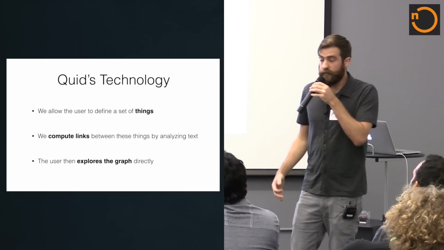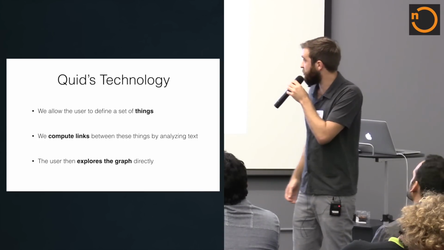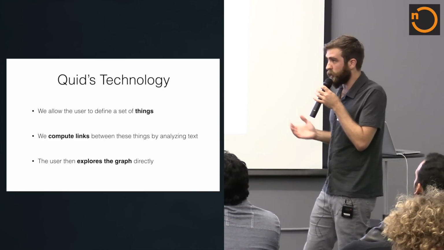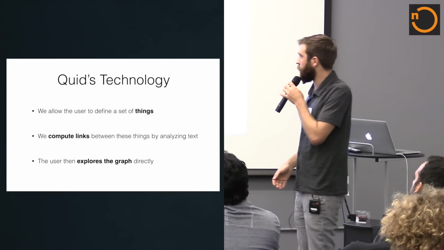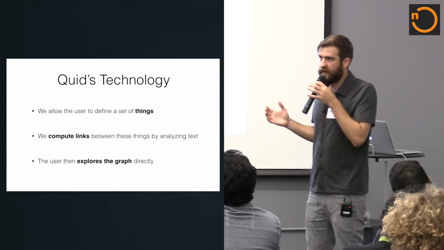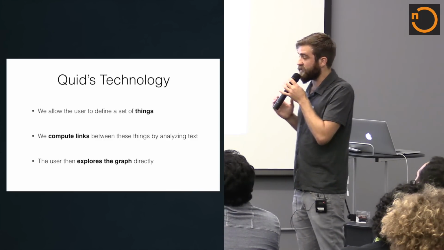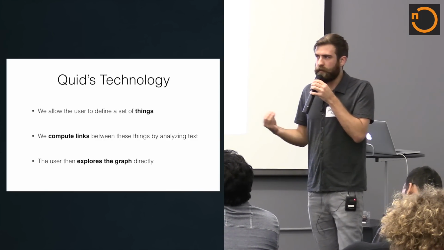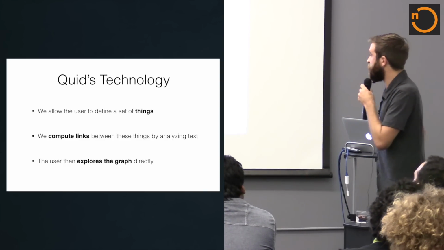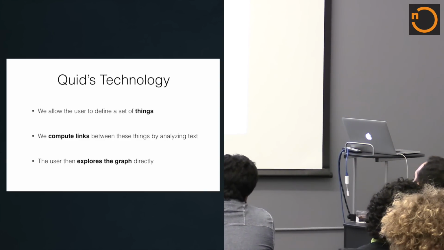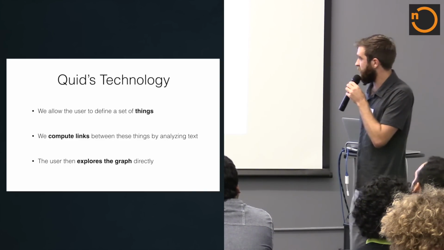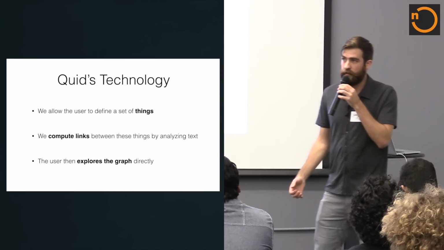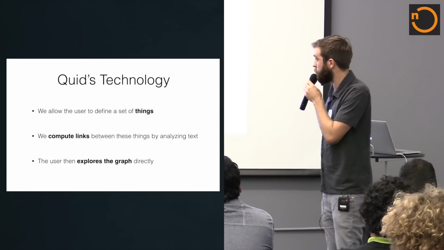We then use our algorithm stack to compute links between these things. We analyze the text. We create a vector space model. We perform dimensionality reduction and try to get this as fast as possible to produce a graph which connects similar documents. And then the third part is that we give the graph directly to the user with our interactive data visualization tool.